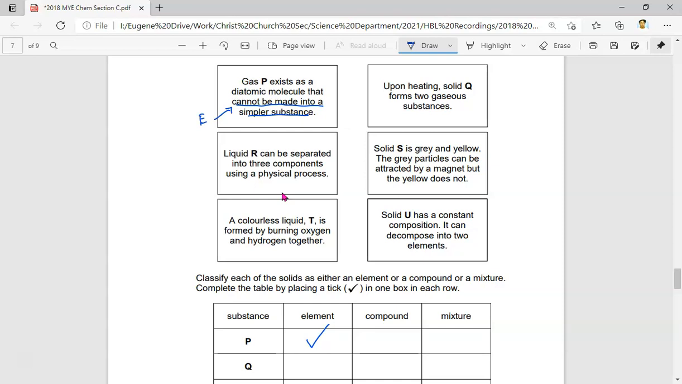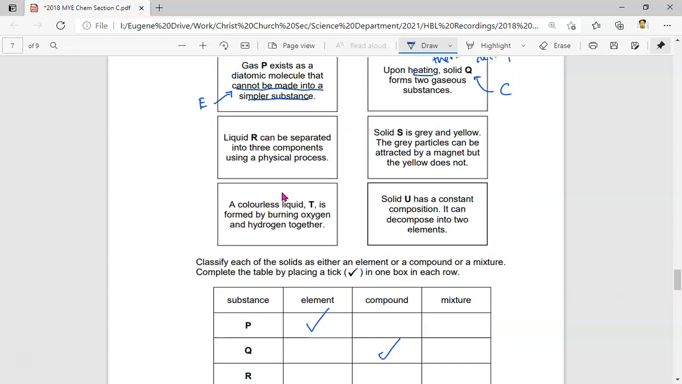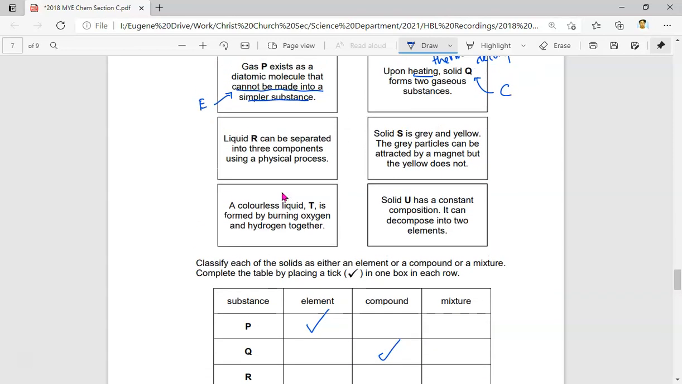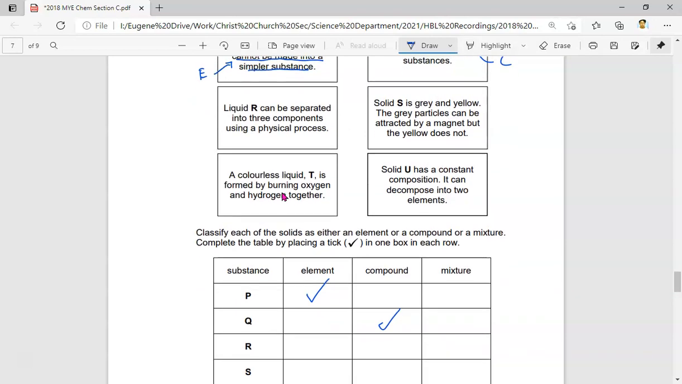Okay, next one. Upon heating, solid Q forms two gaseous substances. So Q can break down, heating breaking down, so it undergoes thermal decomposition. So what is the substance that can undergo thermal decomposition? We know that this must be a compound. So Q is a compound. So Q is separated via a chemical process, which is thermal decomposition.